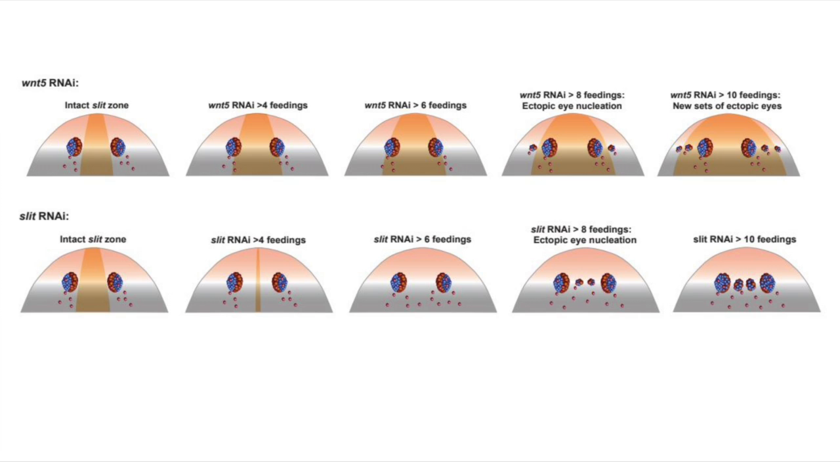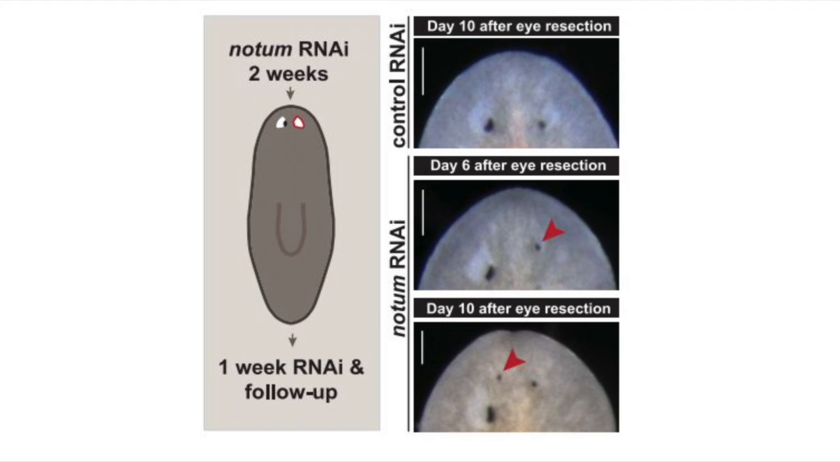While slit and Wnt5 set up the medial lateral body pattern, Notum helps to define the anterior posterior body axis of planaria. Notum is a Wnt inhibitor that is expressed in the anterior pole and is involved in the anterior patterning. RNA interference of Notum drives the anterior pole to lose its anterior property and leads to a targeting zone of eye progenitors moving up front.